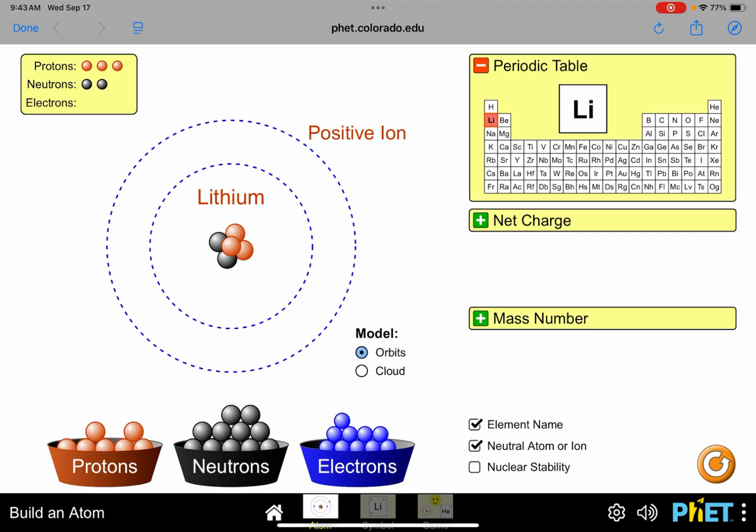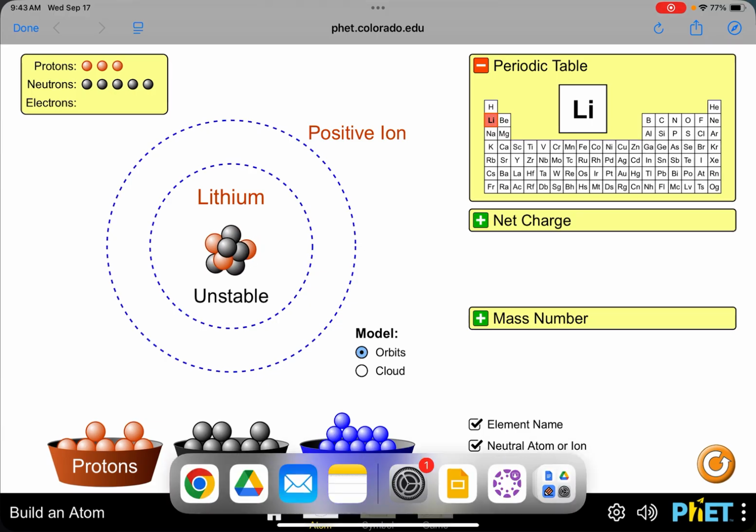Down here at the bottom right of the screen, I'm going to check nuclear stability. See how lithium is now shaking? That means that it is unstable in this current isotope. So I just added another neutron. Now I have 3 protons and 3 neutrons, and it's happy. Let's add another neutron. Still happy. Now it's unhappy again. So today we're going to talk about what happens when these atoms become unstable and how they get back to stability.